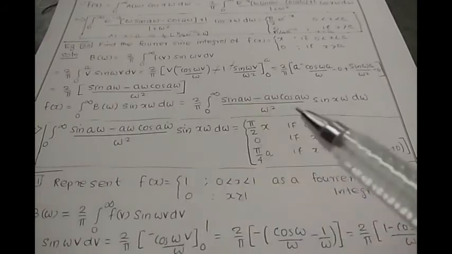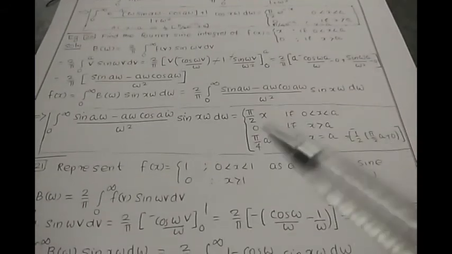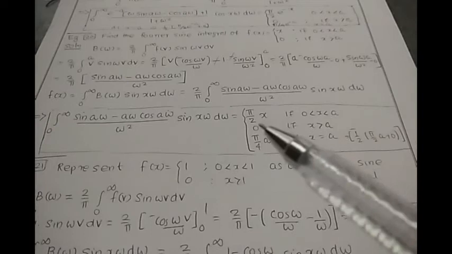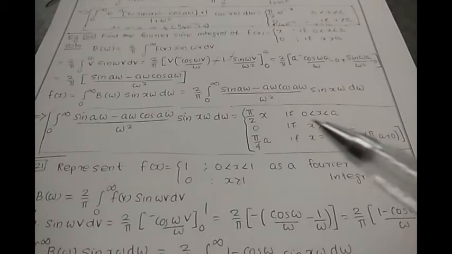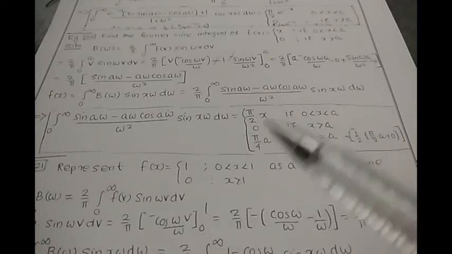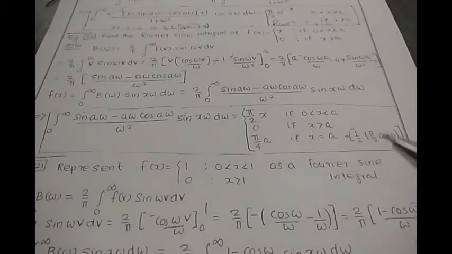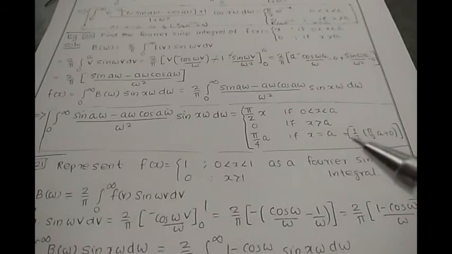This is what we get for b omega. Then substituting in f of x in place of b omega, this value I have substituted here, and we have to move 2 by pi to the left side, so it is pi by 2 into f of x. F of x is x here, so pi by 2 into x here, in between 0 and a, and if you substitute a here in place of x, it is pi by 2 into a, which is pi by 2 a, but at x equal to a it is 0 here, so this is pi by 2 a, this is 0, these values are different, so we have to take the average, pi by 2a plus 0 into 1 by 2, which is pi by 4a. So there is a point of discontinuity.